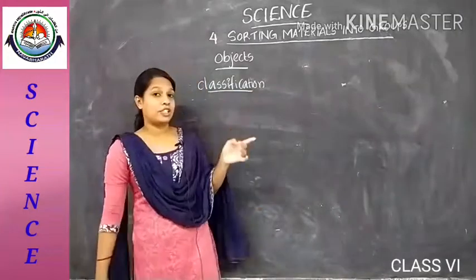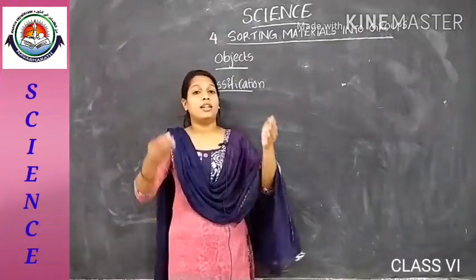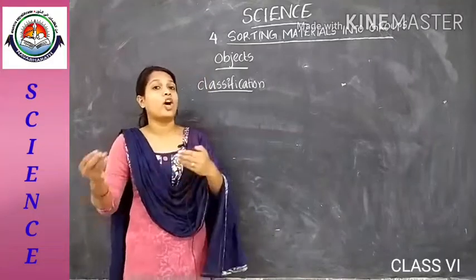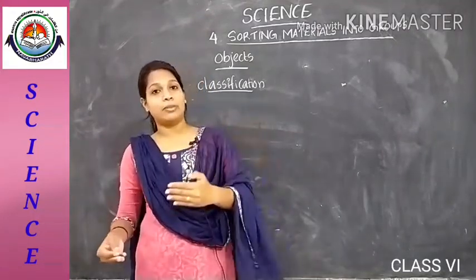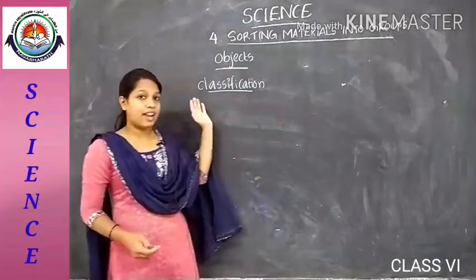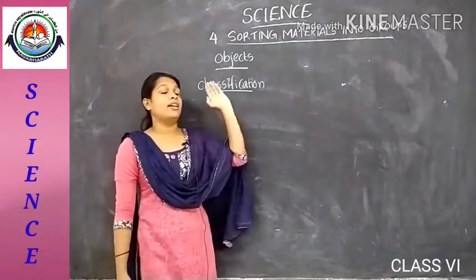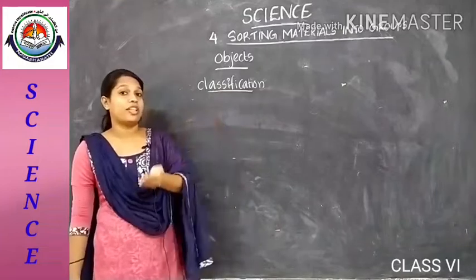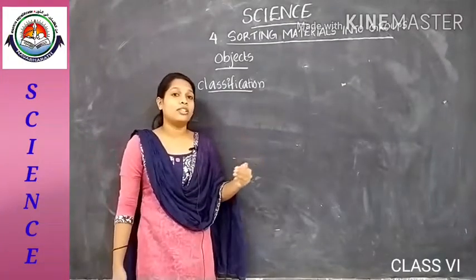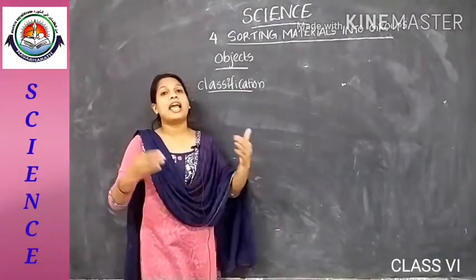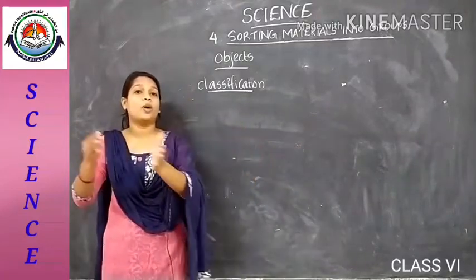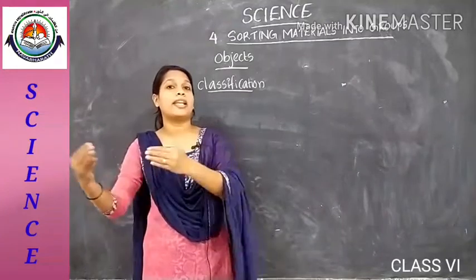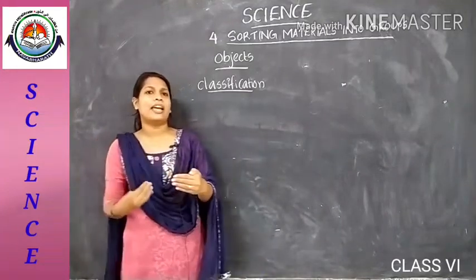So the term classification is the grouping of different objects based on their similarities and dissimilarities. Okay, so classification is the grouping of different materials based on their similarities and dissimilarities. In the case of a shop, we can see different objects are placed in different places based on their similarities.